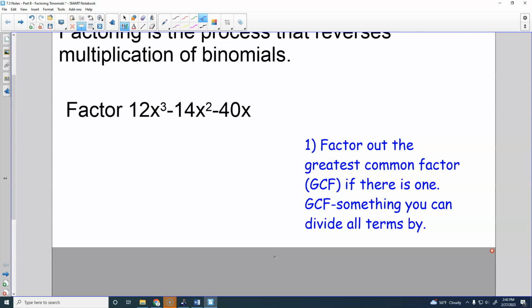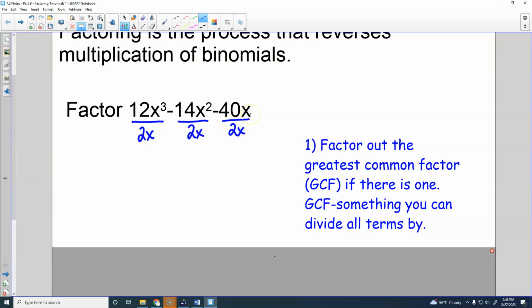Let Lanaya take over. What is it? It's 2x. Good. So we're going to have 2x.